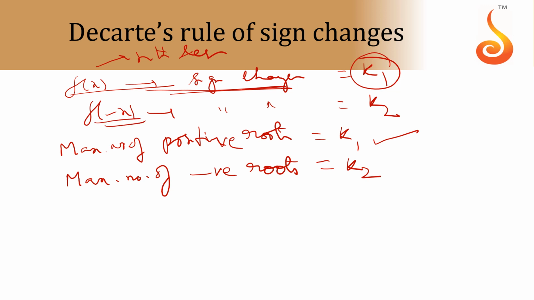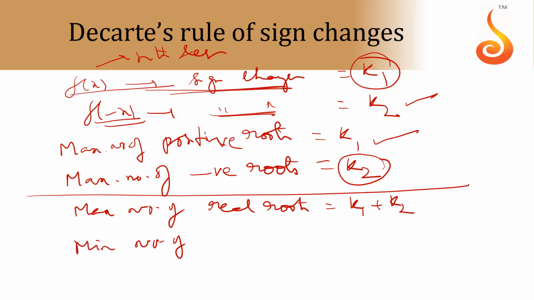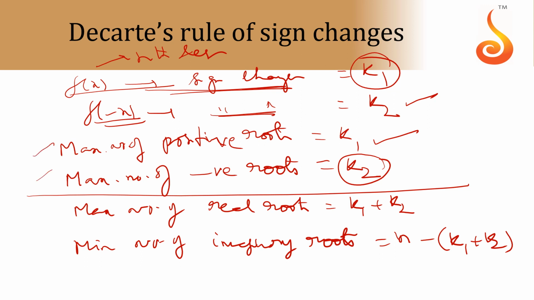So in f of minus x, how many sign changes are there? So that many maximum number of negative roots will be there. Then if you add, the maximum number of real roots will be k1 plus k2. Then the minimum number of imaginary roots will be n minus of k1 plus k2. So this is Descartes' rule of sign changes. So while solving higher degree equations' nature of roots, we will use this concept.